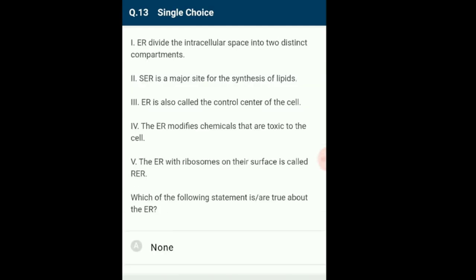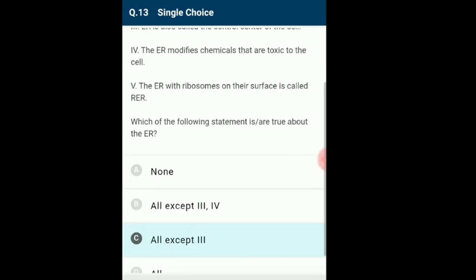Question number 13. 5 statements are given. From that, which of the following statements are true about endoplasmic reticulum? Endoplasmic reticulum is a single membrane bounded tubes which form channels in cytoplasm. It consists of an empty lumen, thus it divides cytoplasm into two compartments, luminal chamber inside endoplasmic reticulum and extraluminal chamber outside endoplasmic reticulum. Smooth endoplasmic reticulum carries out lipid synthesis and detoxification of toxic chemicals. So the answer is option C. All are true except the third statement.